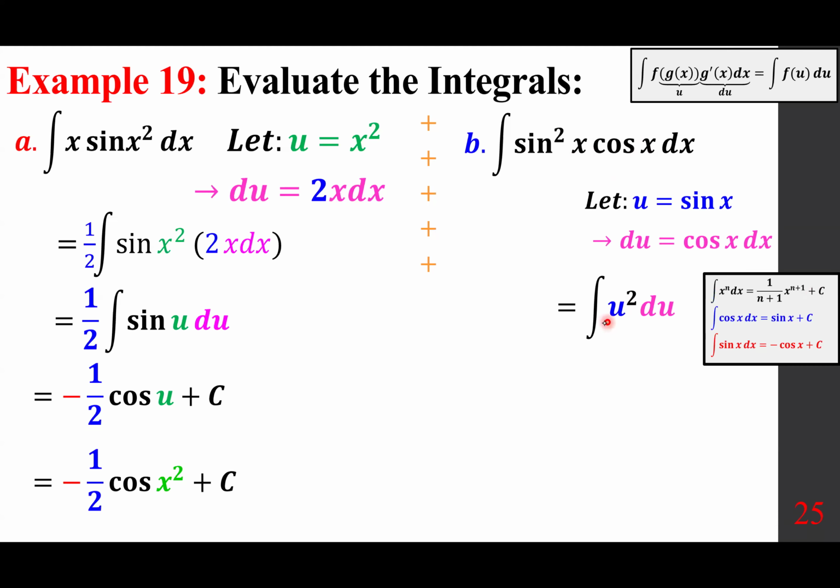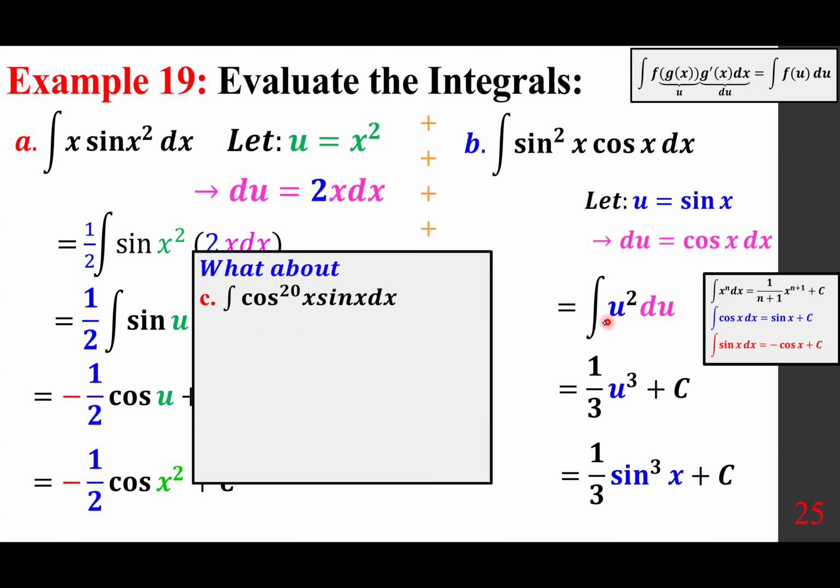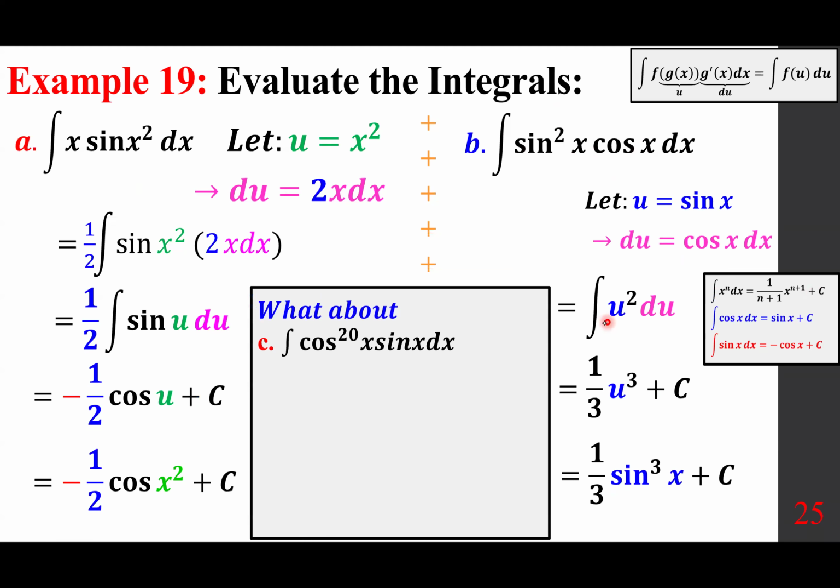Power rule gives us 1/3 u cubed and a constant. Replace it, you're done. So what happens when cosine has the exponent? Then cosine is the choice of u.